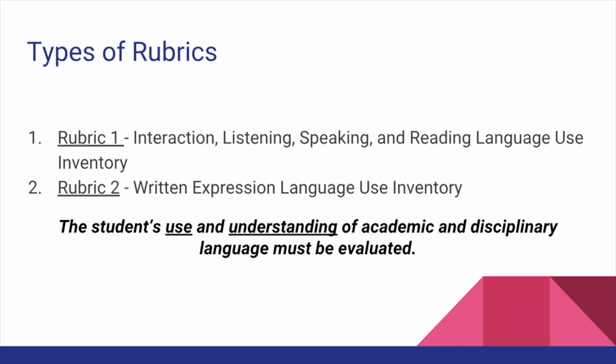As the student's teacher, you must evaluate the student's language ability within the 4 domains of language acquisition: speaking, listening, reading, and writing. When you complete each rubric, think about the student's language production from the beginning of the year and how it has progressed until now. The student's use and understanding of academic and disciplinary language must be evaluated.